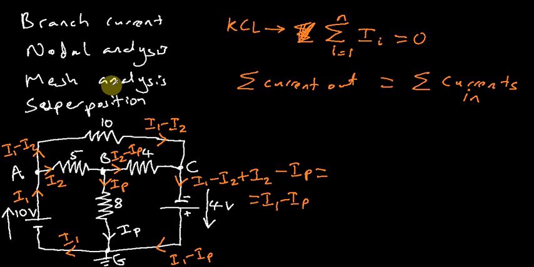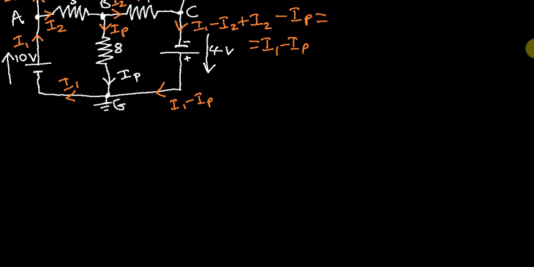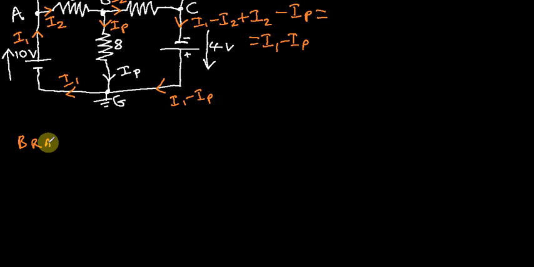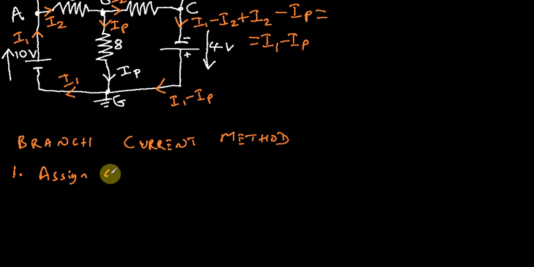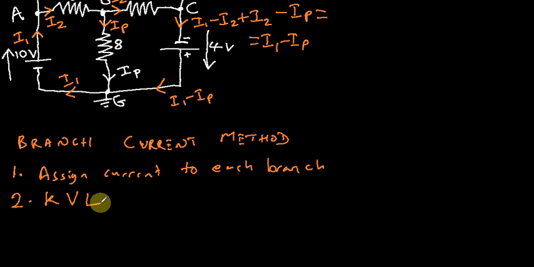First of all, with the branch current method, first thing we do is we assign currents to each branch inside the circuit. So for the branch current method, let's just take this down a little bit. When we want to use the branch current method, first, we assign currents to each of the branches. So assign currents to each branch. Now, I apologize for my handwriting. Now, once you have done this, next thing you use is Kirchhoff's voltage law. Okay? So use Kirchhoff's voltage law to write out loop equations for each of the loops in there.